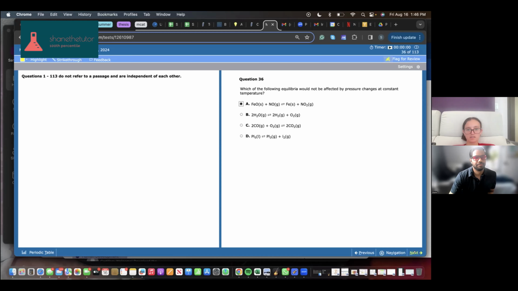This one was a complete guess because I couldn't look at any of them and just establish where. So now that we know about Le Chatelier with gases: which of the following equilibria would not be affected by pressure changes at a constant temperature? Pressure, we said, goes here and makes a move to the left. So pressure would affect things in the products. Oh, so it just affects things in the gaseous phase. Okay, so I have to look and identify which ones are gases.